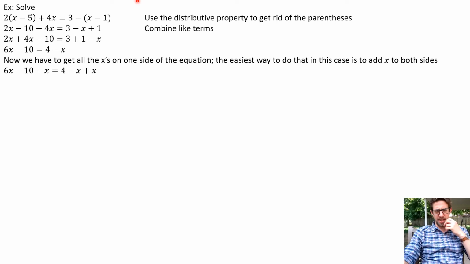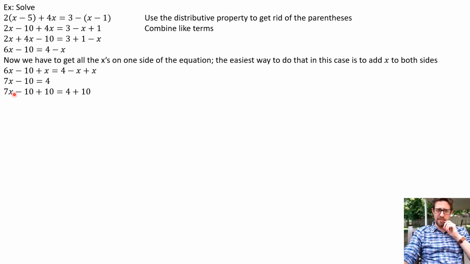6x minus 10 plus x equals 4 minus x plus x. The right-hand side, these x's cancel out. That's the whole point. The left-hand side, we can combine these like terms. So we're going to take 6x plus x and get a 7x. All that's left over on the right side is 4. Now we're back to kind of where we were. Use the addition principle to add 10 to both sides.